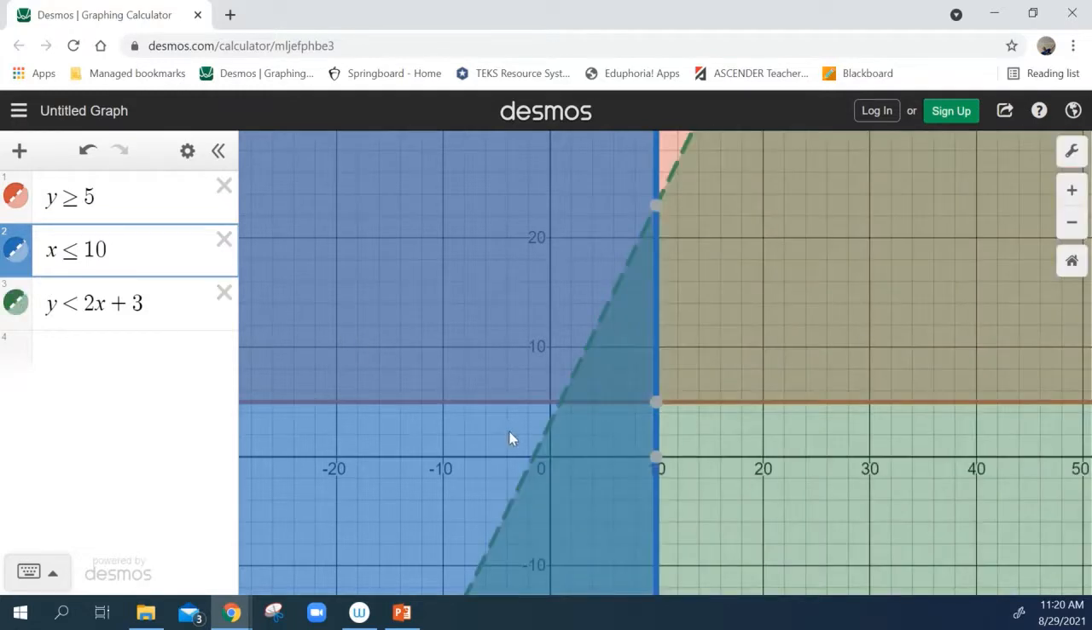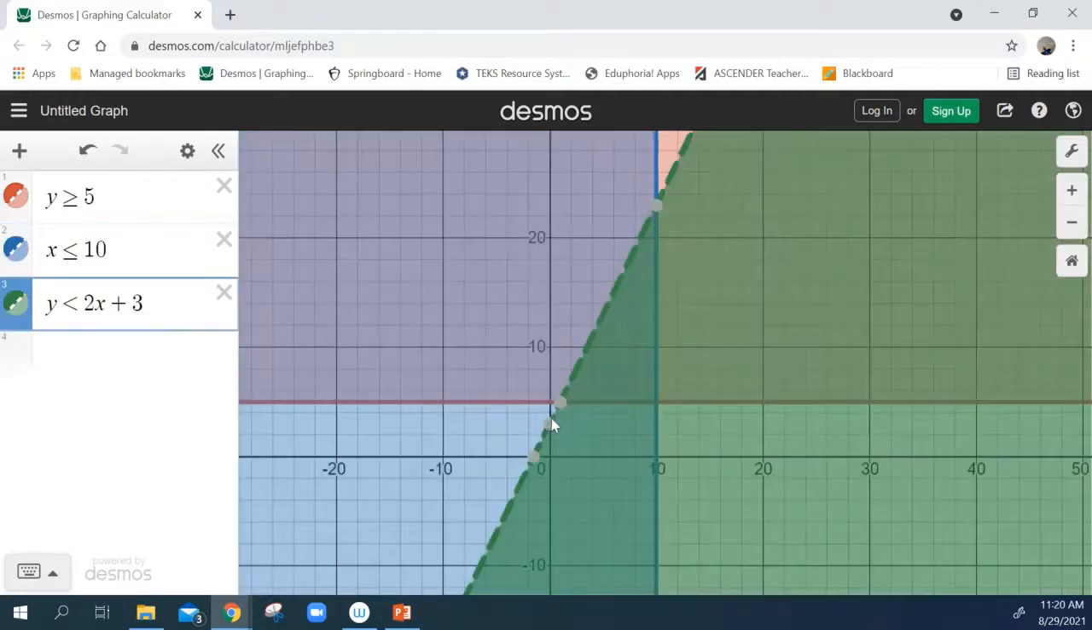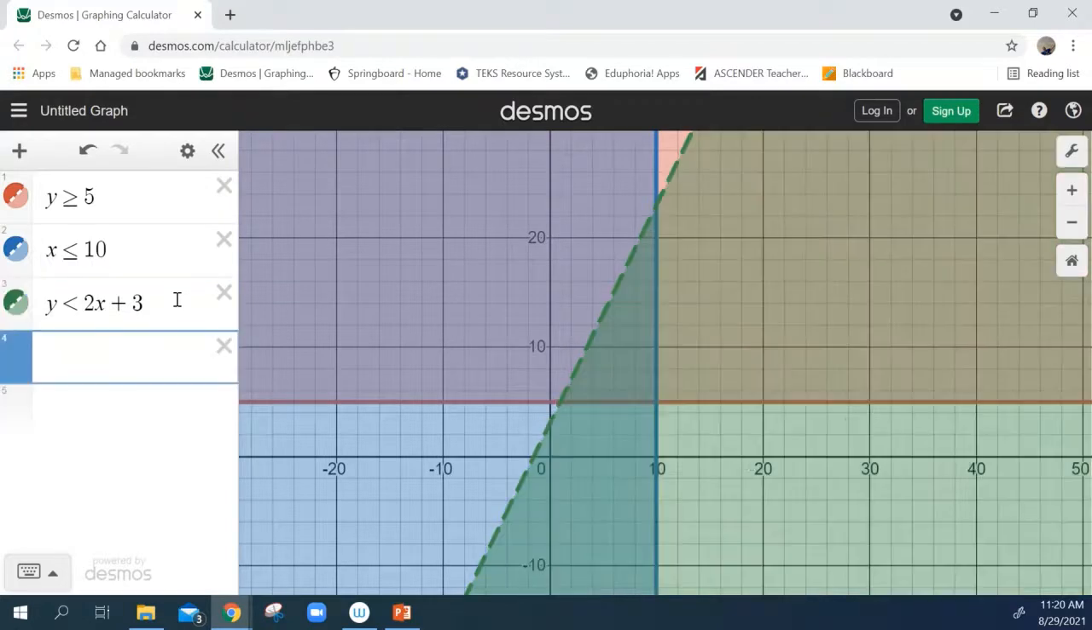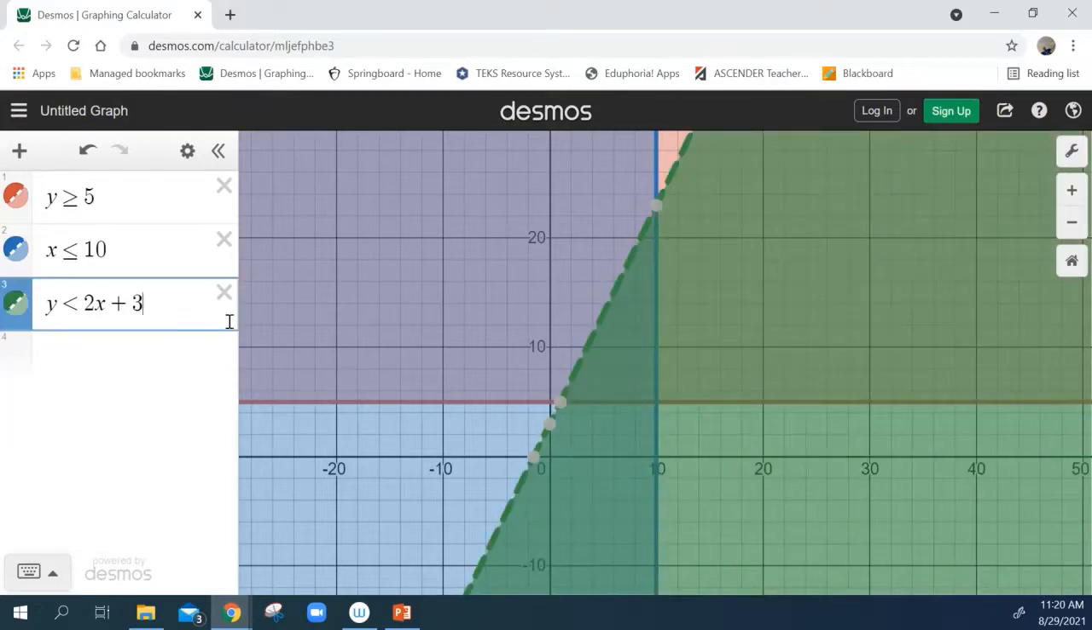Well, then we throw in this linear equation. Y is less than 2x plus 3, right? So this equation, if we look at the dotted line, it represents the equation y equals 2x plus 3, right? And of course, it's not an equation, it's an inequality. So why the dashed line? Well, because we're saying less than. We are not including the values of 2x plus 3, right?